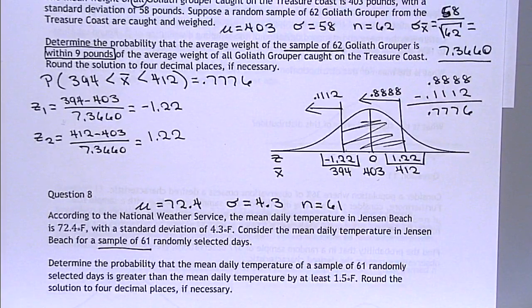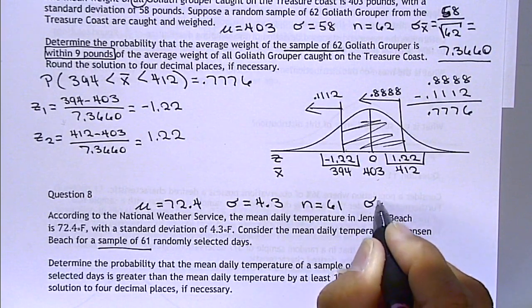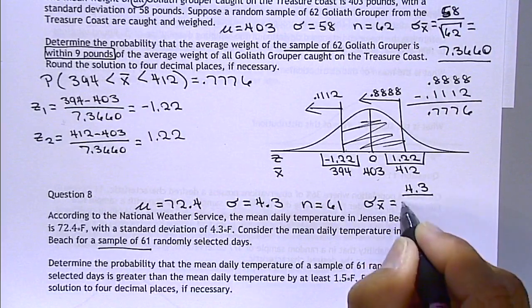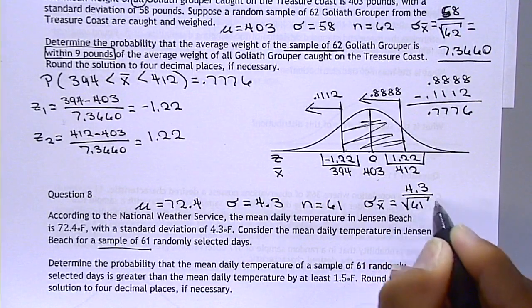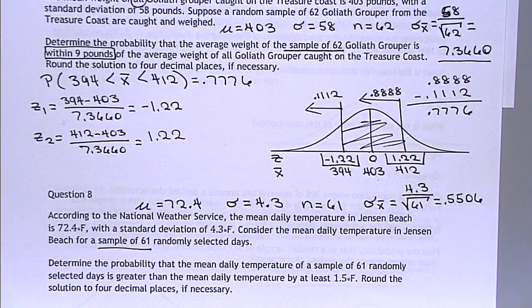So what's next? What would you do next? Divide the standard deviation over x bar. You're going to take that standard deviation and divide it by the square root of the sample size. You're going to calculate the standard deviation of x bar. I'm going to take 4.3, divide it by the square root of 61, because I know I'm going to have to use it when I calculate z for this problem, okay?